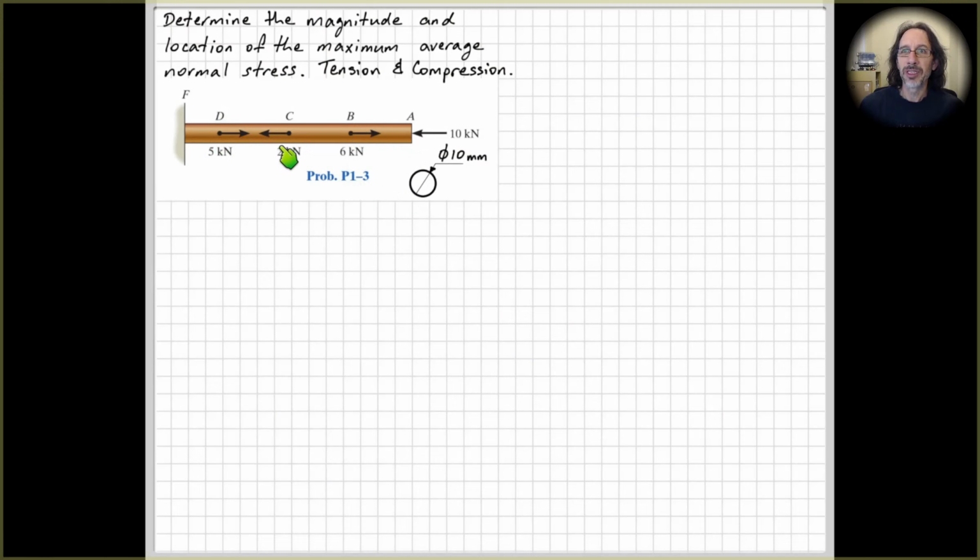This is a bit of an abstract kind of problem that you see in textbooks, but it's an introductory problem for solving stress or doing stress analysis. So let's go with it.